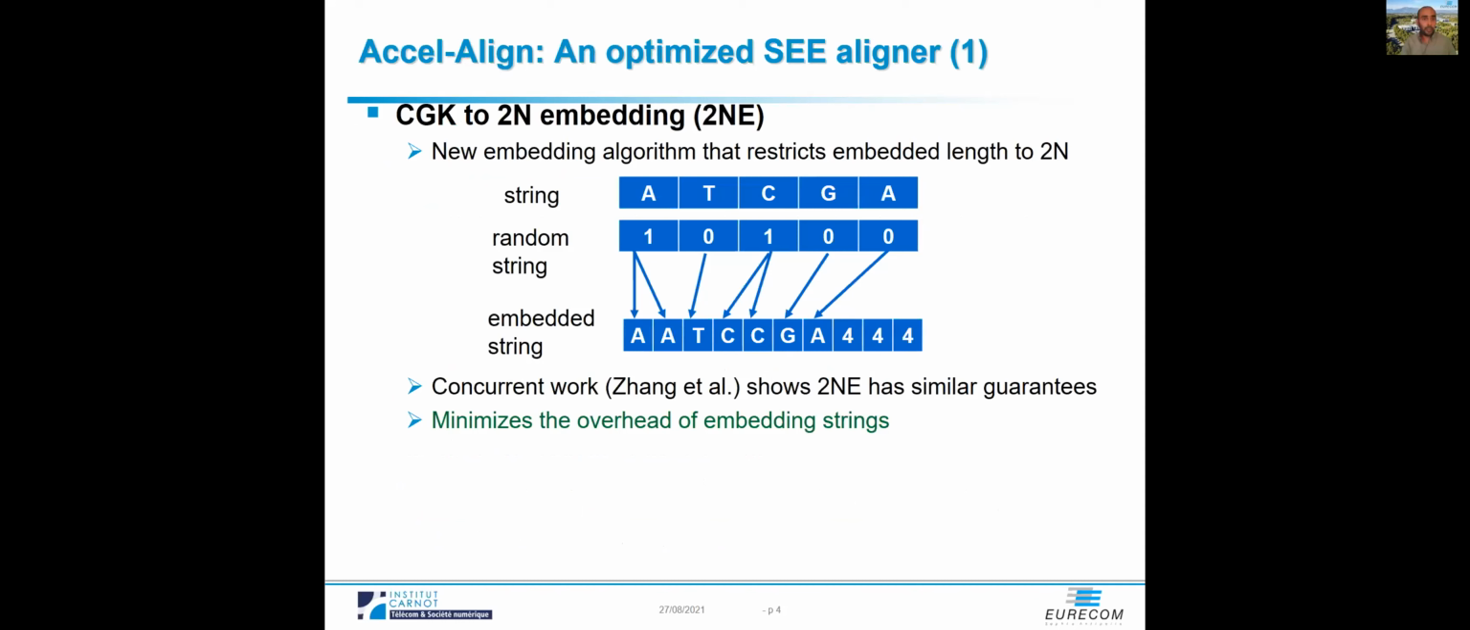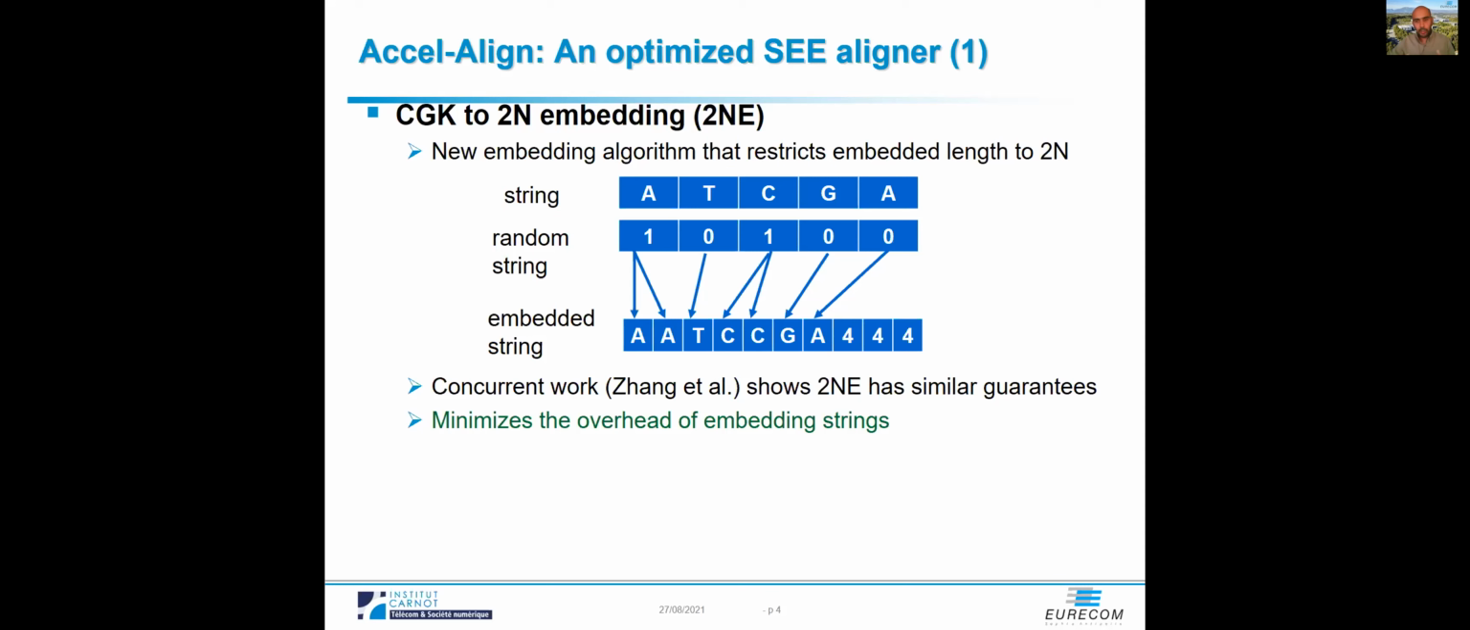We actually went ahead and we implemented embedding in a new aligner called Accel-Align. And on the way, we implemented a few different optimizations to actually overcome the challenges I mentioned, particularly with respect to performance. One of the very first optimizations that we implemented was a new embedding algorithm, which we refer to as 2N embedding. So the original CJK embedding from Chakraborty et al. converts a string of length n into a string of length 3n. We came up with a modified version of the algorithm that limits this embedding to a string of length 2n.